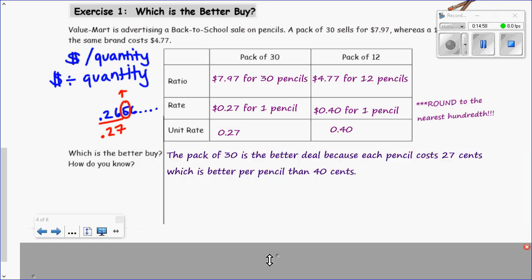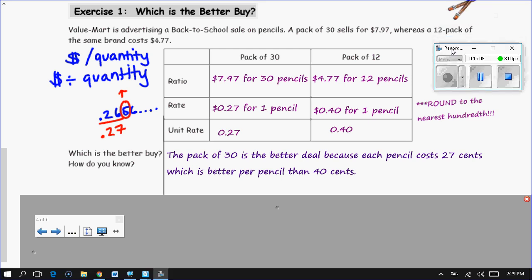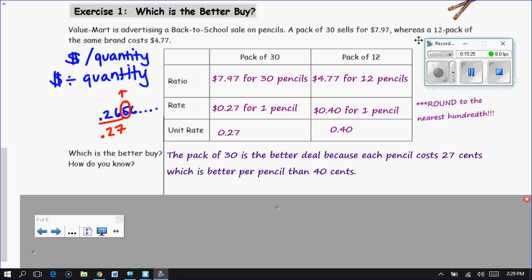Okay, and then which one is the better buy? The pack of 30 is the better deal because each pencil costs 27 cents, which is better than each pencil costing 40 cents. So see if your parents have ever done that before, whether it's a package of beef or something and it has pounds. My personal example is I use it with diapers. I try to figure out, okay, if I'm going to buy these diapers, which one is the cheapest per item? So you might have done this or seen something like this at a store when you were doing back to school supplies. There are a lot of examples. Ask an adult and see if they've ever thought about what the price per item or per pound would be.